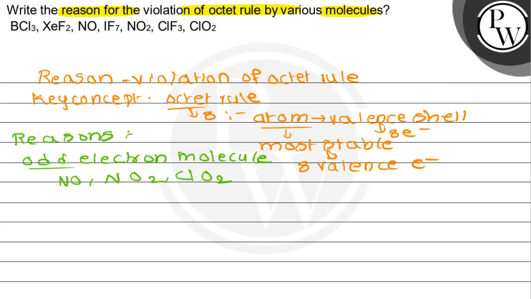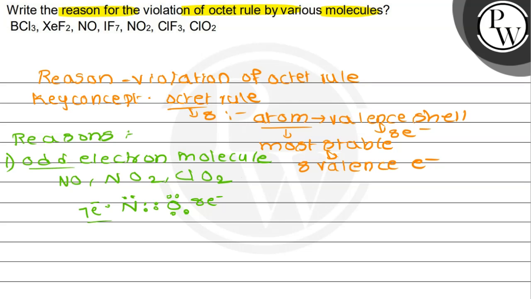For example, the Lewis dot structure for NO. So this is the Lewis dot structure. Whenever we count around the nitrogen atom, how many electrons are present? 1, 2, 3, 4, 5, 6, 7. So totally how many electrons are present? 7 electrons around nitrogen. Even though oxygen has 8 electrons, nitrogen has 7 electrons, that means it has an odd number of electrons. So this is the first reason for the violation of octet rule.